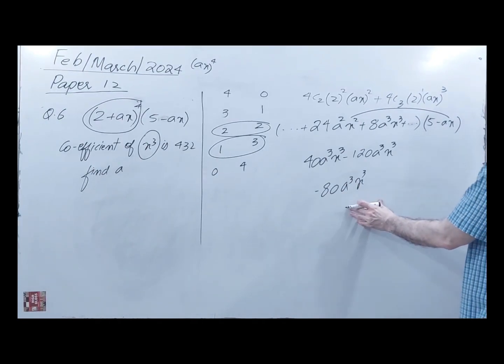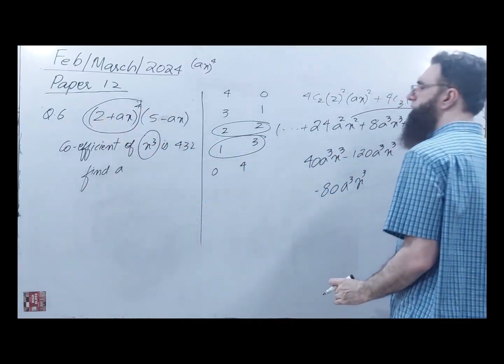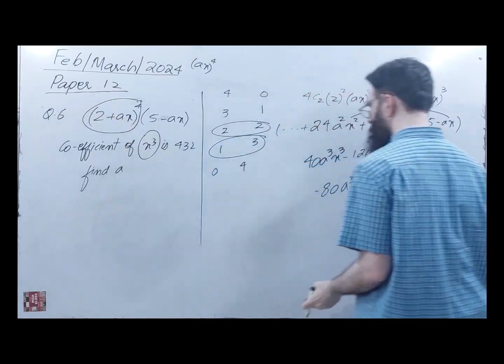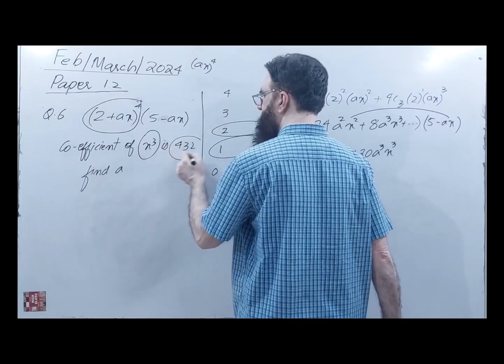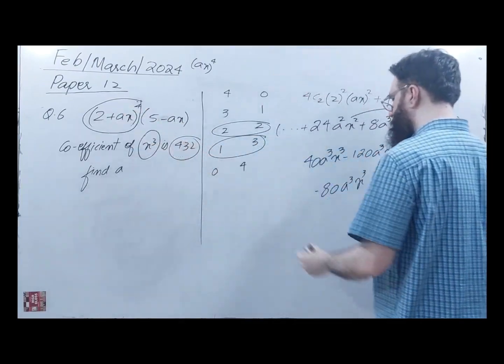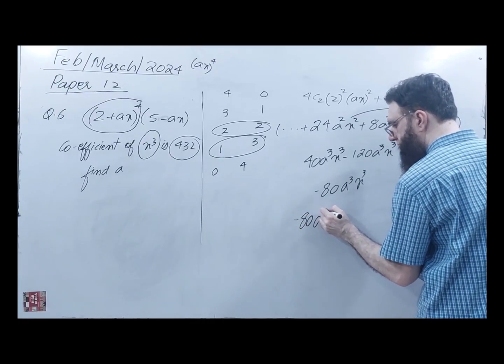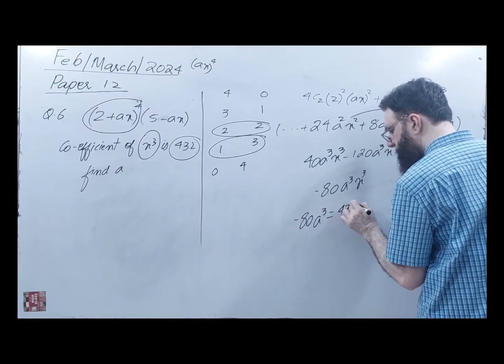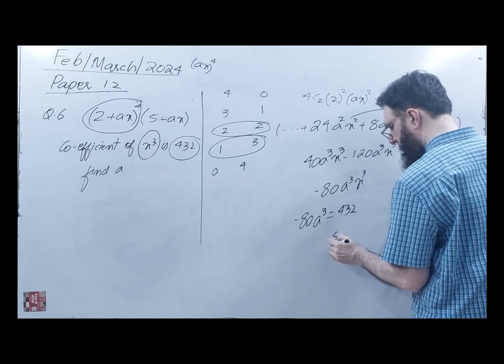See, this is the coefficient of x cube. When you multiply this term and this expansion, you get the coefficient of x cube as this. We have been given that the coefficient of x cube when these two are multiplied together is 432. So we write minus 80 a cube is 432. Divide 432 by 80, which gives us 5.4.